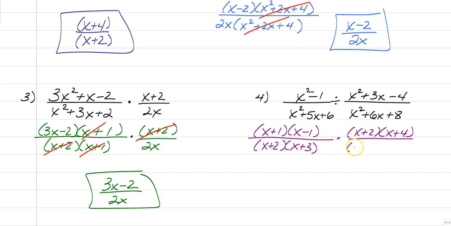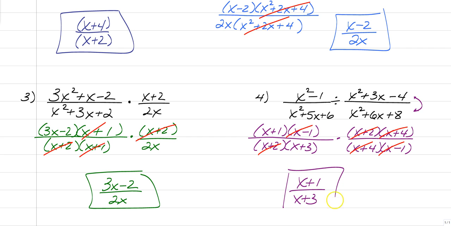And this one is going to simplify to x plus 4 and x minus 1. But we're going to move that to the denominator because you have to take the reciprocal of the second fraction. But now that we've done that, anything on top can cancel anything on the bottom. So these x minus 1s can cancel each other out. These x plus 4s can cancel each other out. And we have these x plus 2s that can cancel each other out. So now all you have left is x plus 1 over x plus 3.